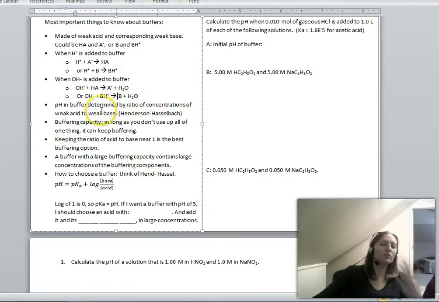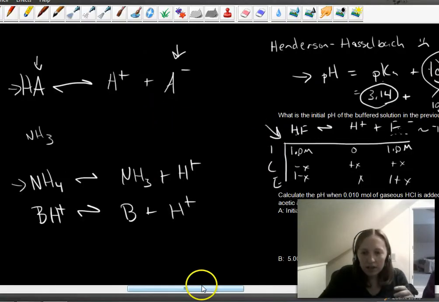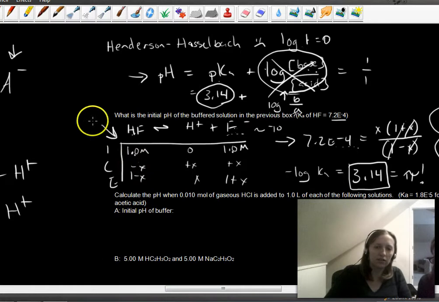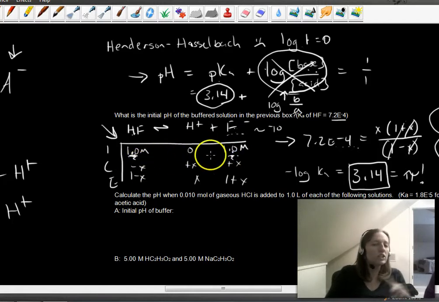So the pH that you do have is determined by the ratio of the concentrations of the weak acid to the weak base, which is a long sentence to mean, look at this here. This is important. How much HF and how much F- you've got. And it's the ratio, it's not the overall values. You end up with a pH of 3.14 when these are equal. So this could be 2 and 2, or 10 and 10, or 0.1 and 0.1, or 0.01 and 0.01, and you still end up with a pH of 3.14.